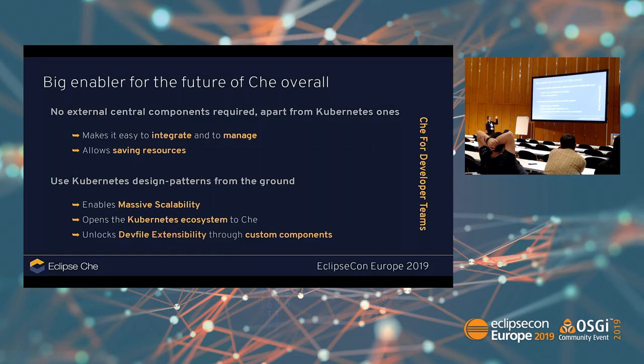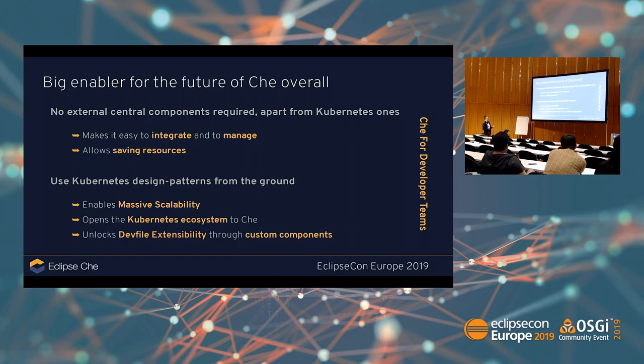Briefly, it's a big enabler for the future of Che overall, because you don't have external central components required. So that makes it easy to integrate, easy to manage, releases the burden of maintenance, and also, of course, saves resources, as we showed previously. And then using Kubernetes design patterns from the ground up would enable really massive scalability. You just add clusters, you just federate clusters if you need, and everything is stored in the etcd database and managed in deployments that will be created on each cluster.